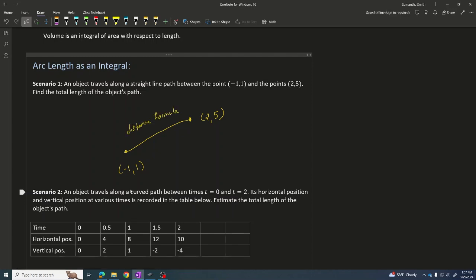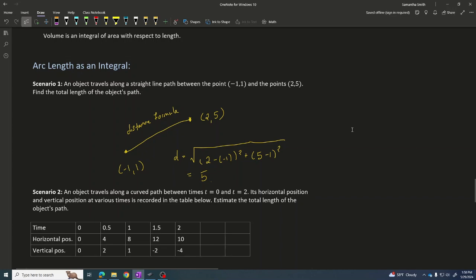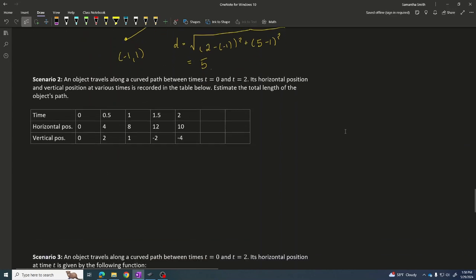And that distance formula says that the distance is equal to the square root of the difference between the 2 horizontal positions squared plus the difference between the 2 vertical positions squared. So in this case, we're dealing with the square root of 3 squared plus 4 squared, so result 5 units. Now we have that distance formula in the situation where the object is traveling in a straight line directly from one position to another. But then one could ask, what happens if the situation's more complicated than that?